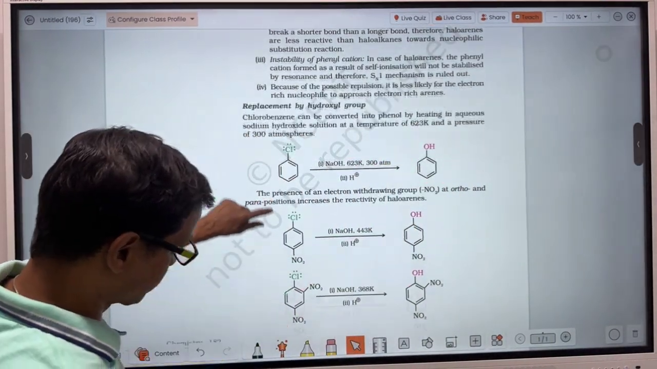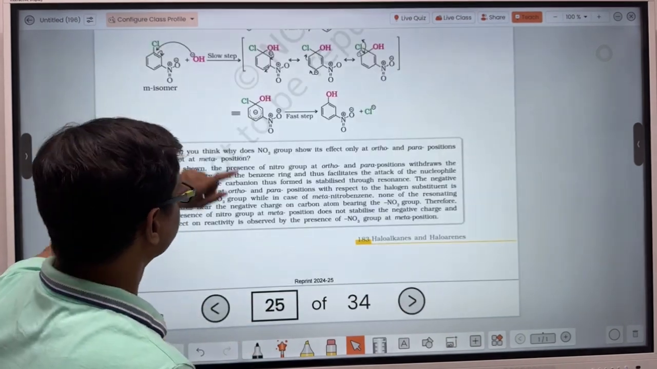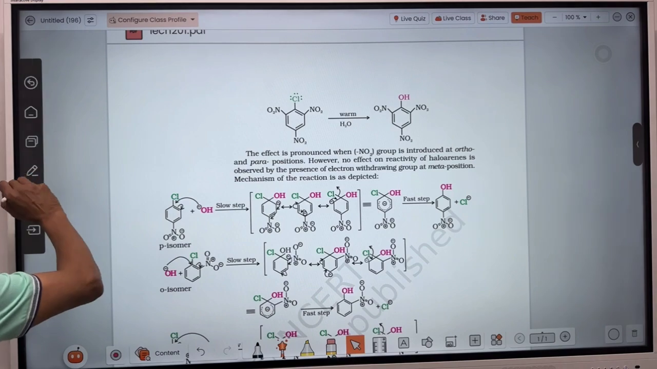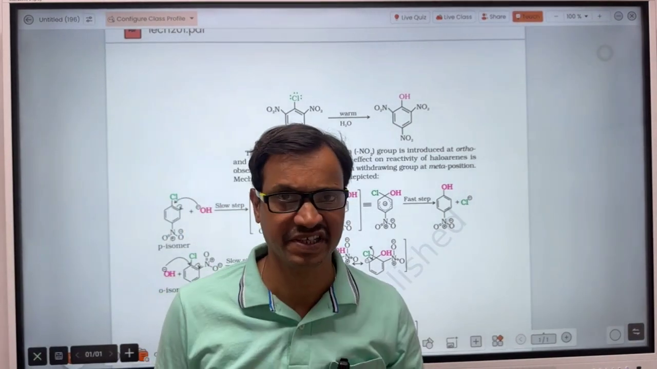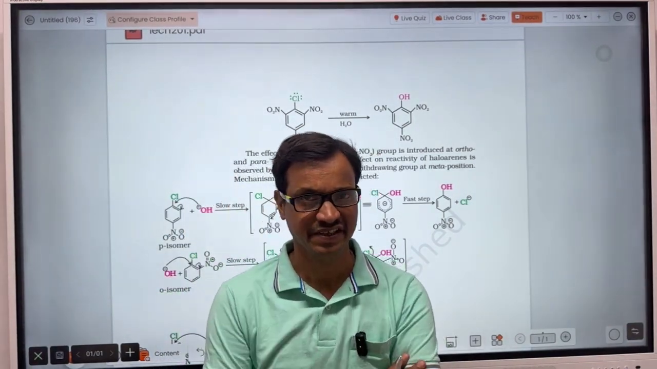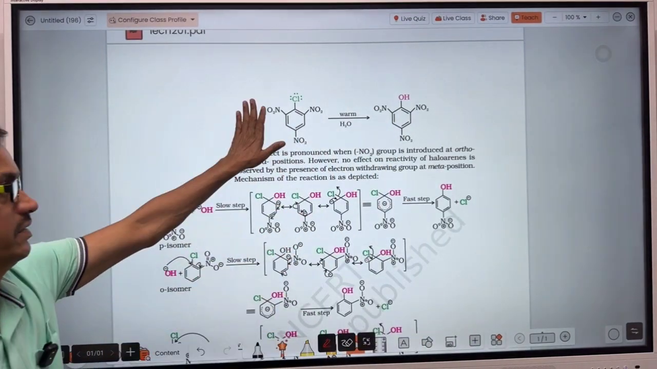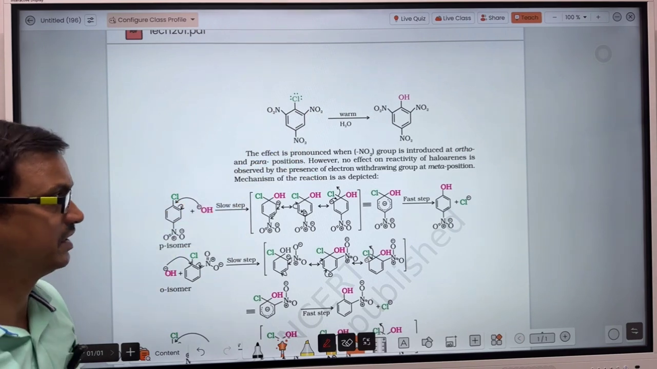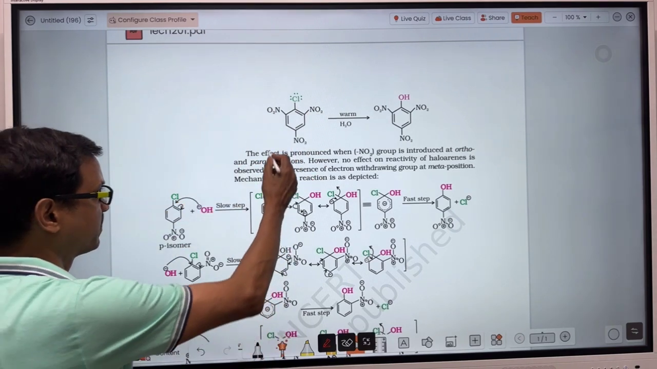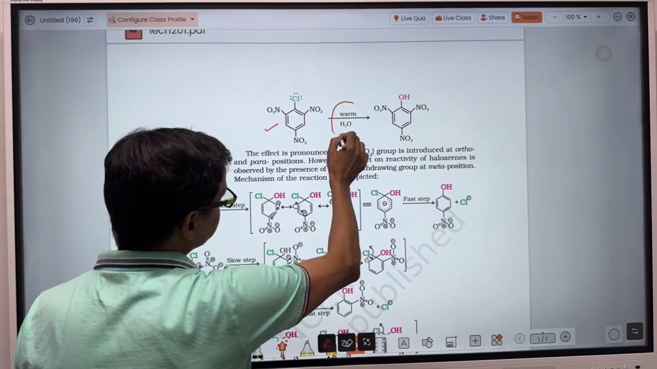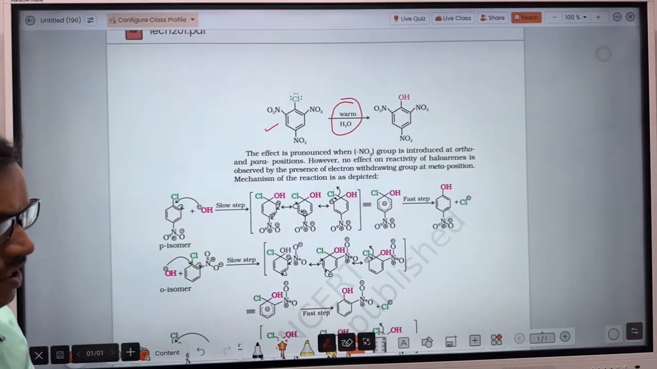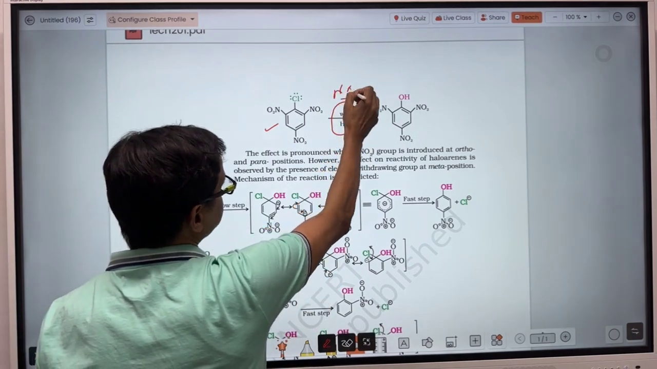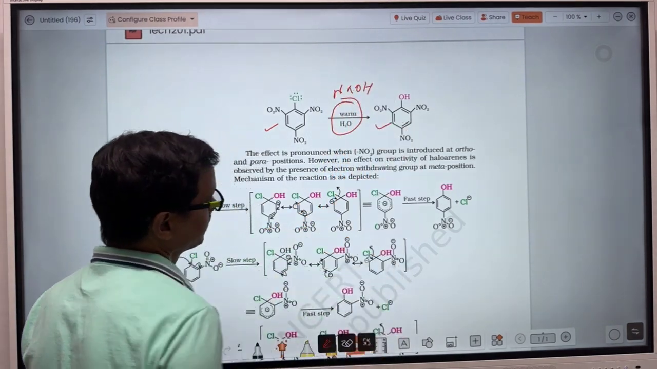So when the electron withdrawing group is bonded at the ortho position or the para position, then the nucleophilic substitution reaction in haloarene will be easier. In the same way here, there are two NO2 groups at the ortho position and one NO2 group at the para position. So the requirement of temperature will be so much less that this reaction will take place by simply warming them. So here, it reacts with NaOH in the presence of water, and this reaction will take place.